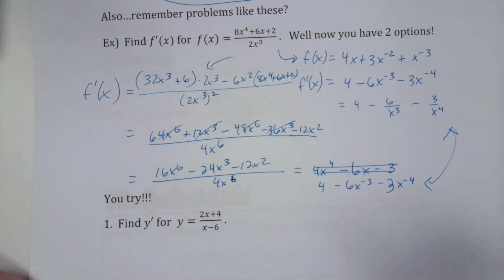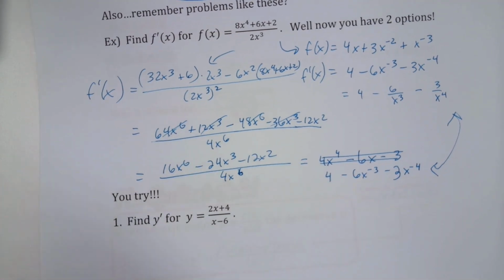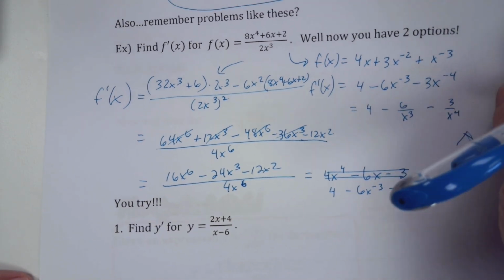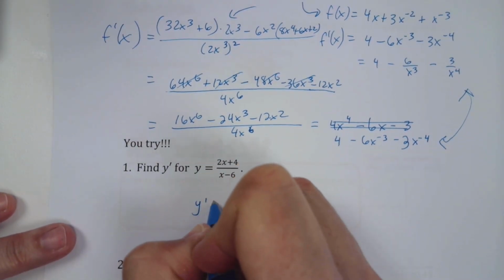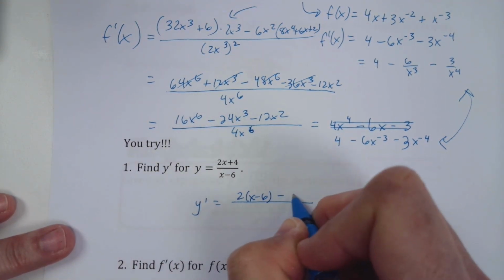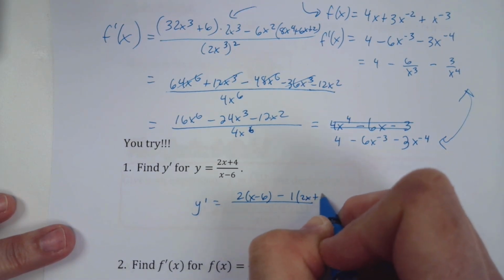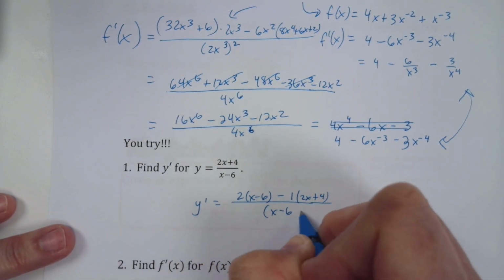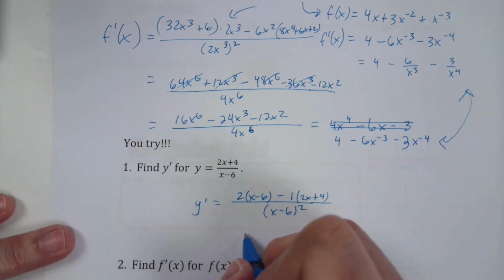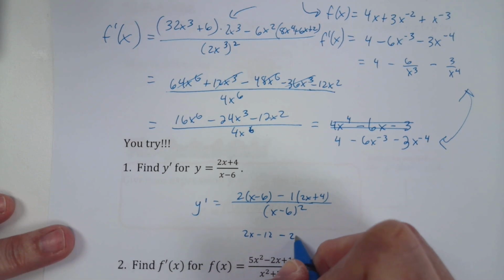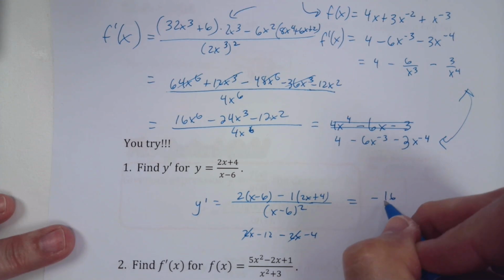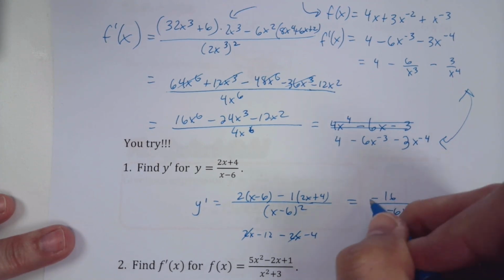All right, so let's do these last two right here. So pause the video, try them yourself, and then come back. All right, so my derivative here is going to be the derivative of the top, which is 1, times x minus 6, minus the derivative of the bottom, which is 1 times 2x plus 4, and I have x minus 6 squared. So up top I'm going to have 2x minus 12 minus 2x minus 4, so that's going to go away, so that'll be nice. So I get negative 16 over x minus 6 squared.